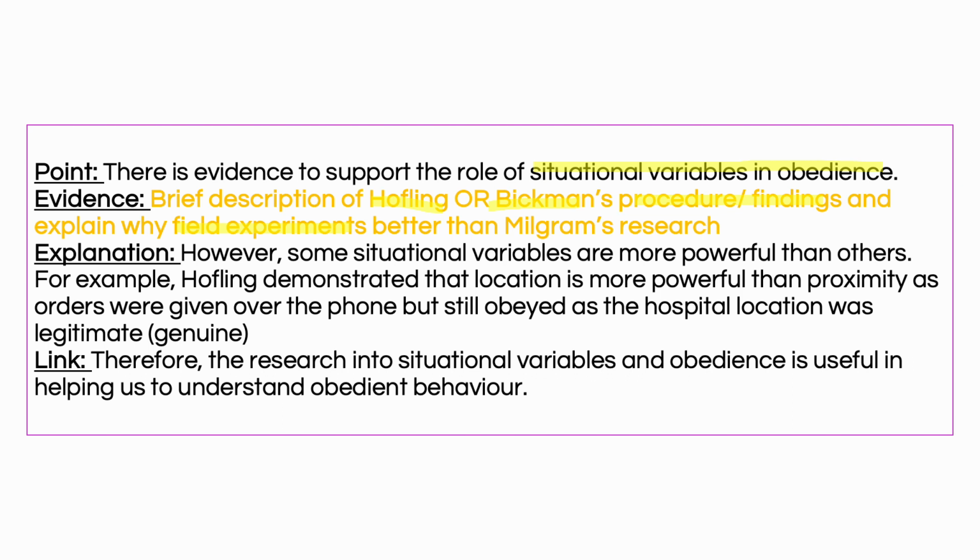So it might make a bit more sense to use Hoffling in this PEEL, because Hoffling also demonstrates that situational variables, some can be more powerful than others. For example, the point made earlier about location being more powerful than proximity. Nonetheless, research and field experiments into situational variables and obedience are useful because they help us to understand that the closer you are to an authority figure, the type of location you are in and the uniform that's being worn can affect obedience levels.